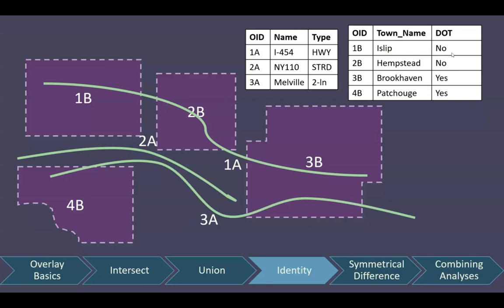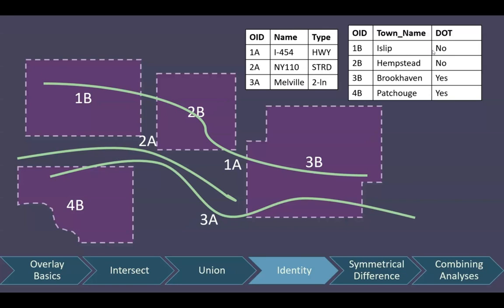But because we were working for the New York Department of Transportation, we want to keep all the parts of the road. We don't care so much about the township. We want all the parts of the road to be maintained. So in this case, we're going to use identity because we want to keep the roads in their entirety and simply update where appropriate if they're owned by a town and if that town has a DOT or not. So hopefully that makes sense.